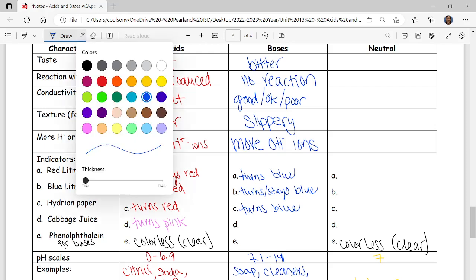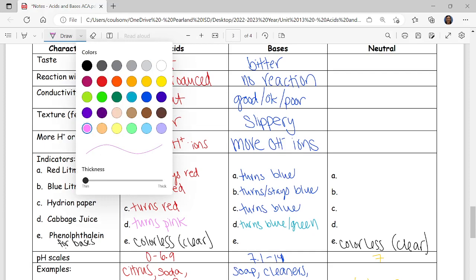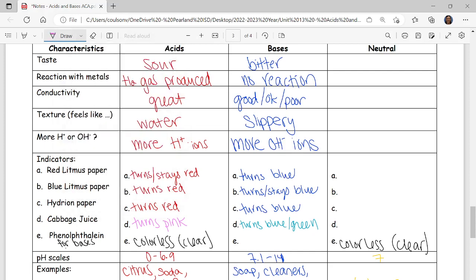And then cabbage juice, I'm going to switch colors just so it stands out a little bit. It's not the same kind of blue, but it's sort of blue-green. And then phenolphthalein turns fuchsia, a bright, very noticeable pink. So not this kind of pink, but I don't have a good match.